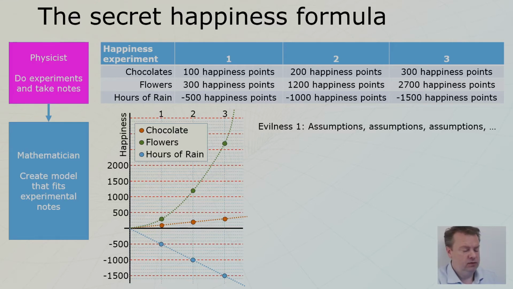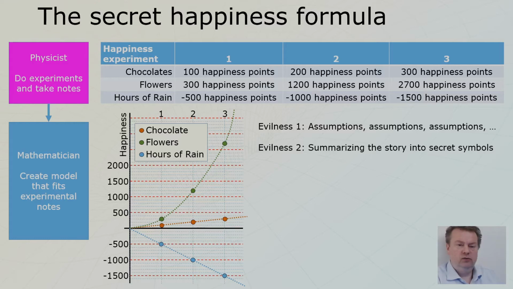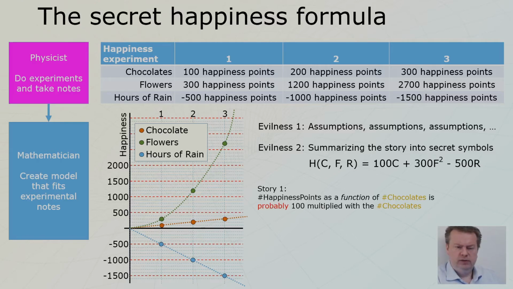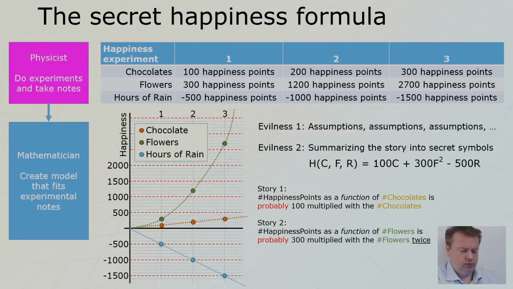But then he does a second thing. He summarizes the story in secret symbols, in an equation. And that's just evil. Because if you haven't done this a million times, it's a little bit fast. So let's take this a few steps back. He could have told GP, well, if I look at the chocolate results, if you multiply the number of chocolates you ate with 100, I get the data from your experiment. You can do this yourself. And that's true. I can fully understand that story.